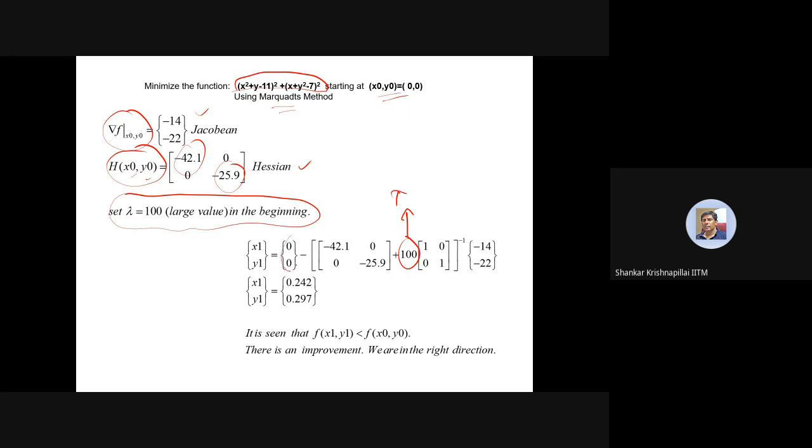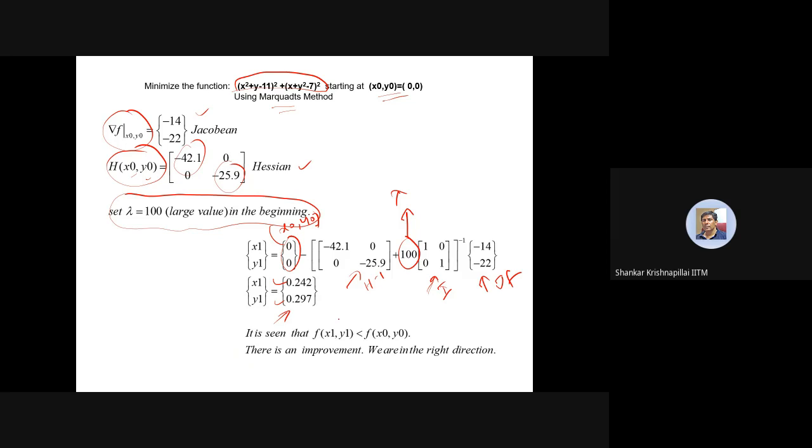So this is x naught, y naught. This is H inverse. This is I, lambda into I. This is del f. So you get the next point as 0.242 and 0.297. So this is the next point.